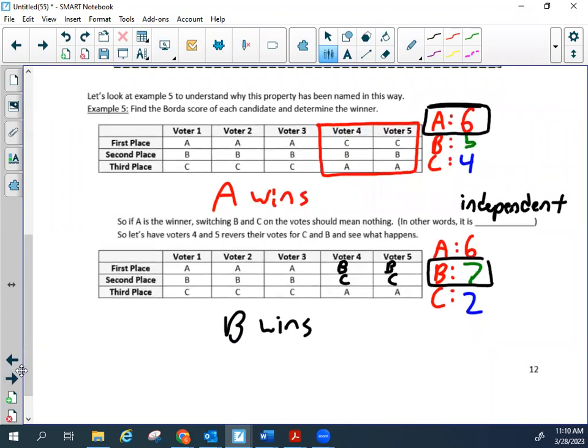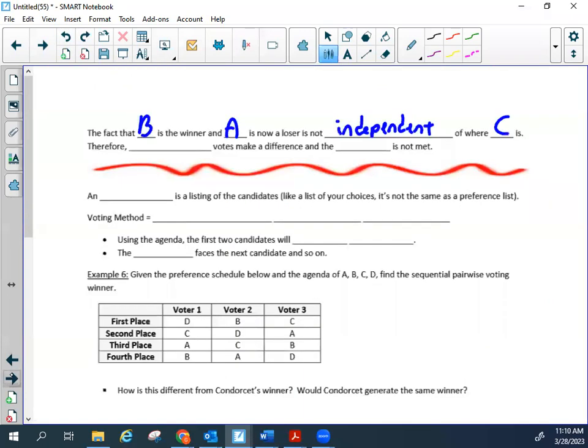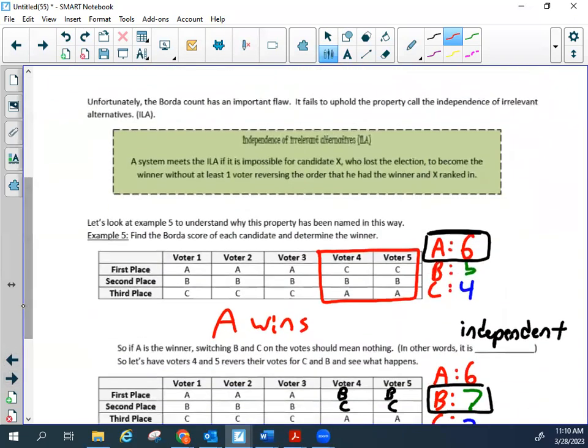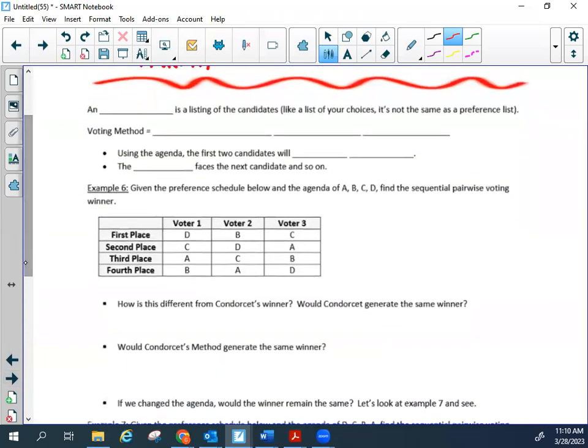But C matters because where we put them, even though they came in last place overall, it affected the winner. So C is not independent. The loser is not independent of C. Who wins and loses relies on C, even though C was never going to win. Therefore, irrelevant votes make a difference, and the ILA is not met. Again, ILA was this vocabulary word, independence of irrelevant alternatives. So I took irrelevant votes and they ended up mattering. Okay.